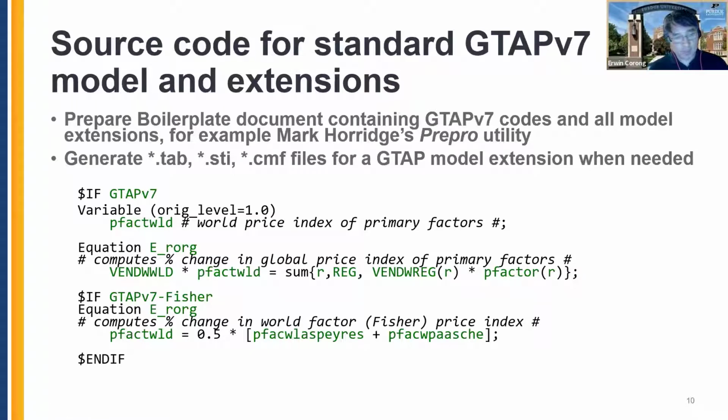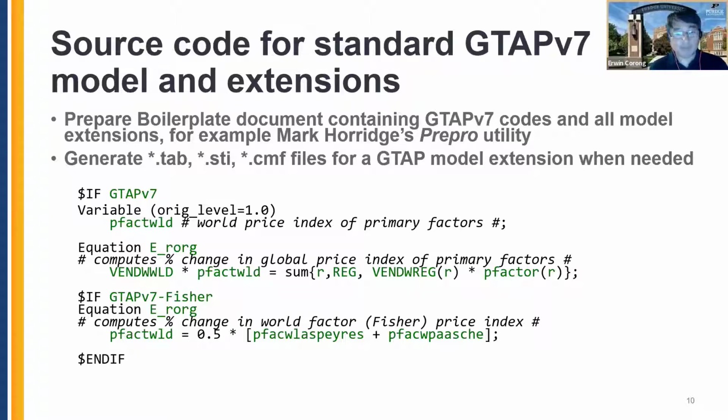So what happens is you have this large boilerplate document, and then you have a DOS box, for example, and you type in that DOS box the particular model that you want to generate, and then it will create the tab file, the STI or the CMF file for that particular model that you want.